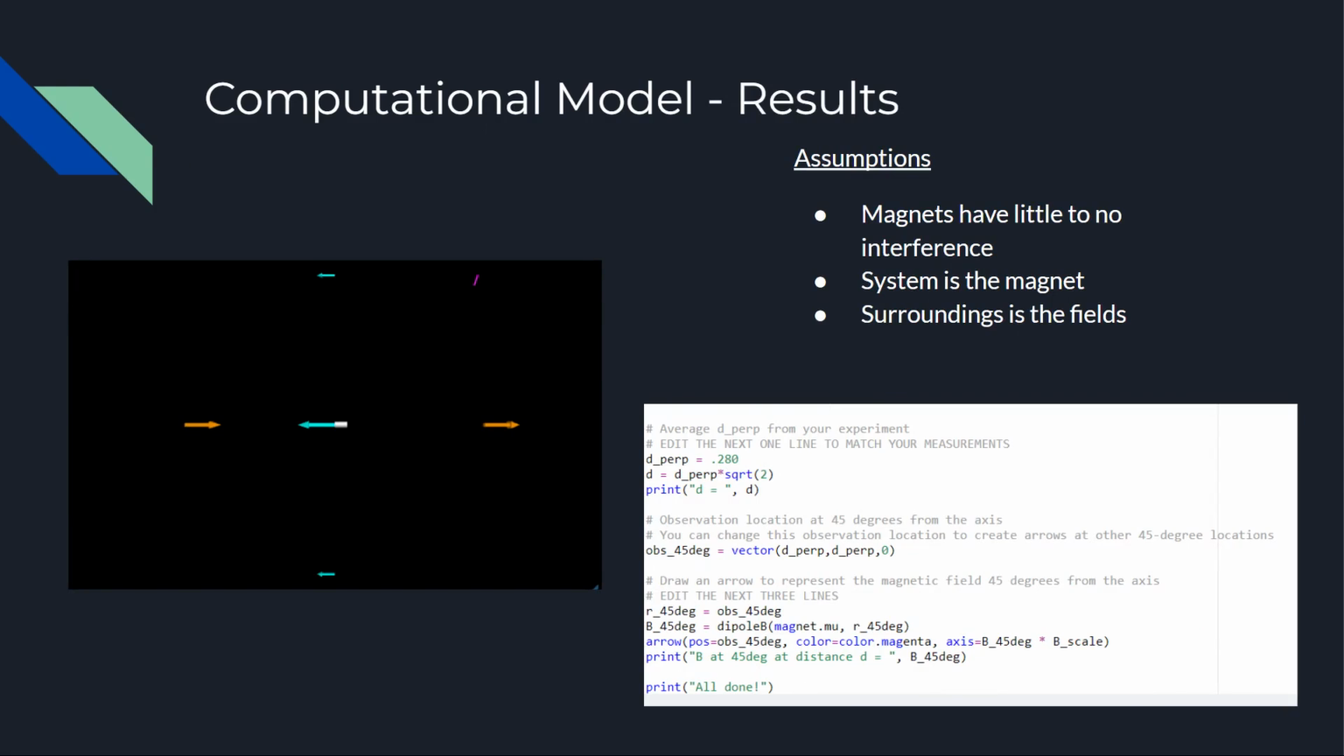Now we can see in the results what we ended up with. We see our vertical parallel and the other ones going parallel, just like how the magnetic field of a magnet should look. Now, some assumptions we made is that the magnets have little to no interference with the surroundings and that the system is the magnet while the surroundings are fields.